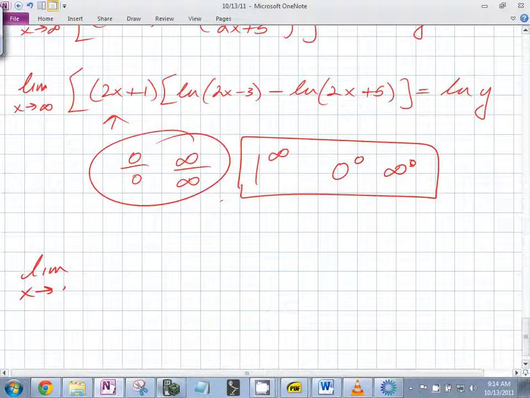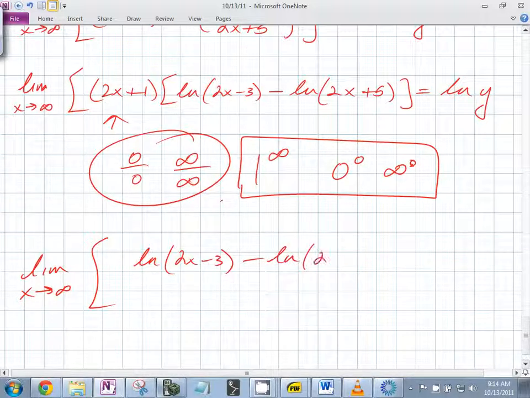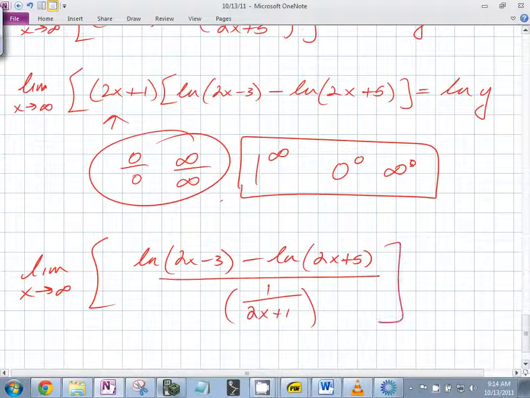Well, what's our top going to be? ln of 2x minus 3 minus ln of 2x plus 5. And we're not changing the value, so we're going to do this over what? 1 over 2x plus 1. We haven't changed anything, have we? We're still in what land here? Are we in calculus land still? Kinda, but inside calculus land, what are we maneuvering with? Algebra. We're just maneuvering with algebra.